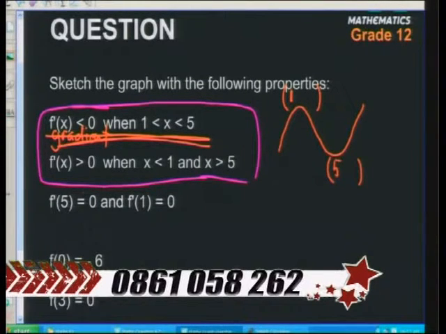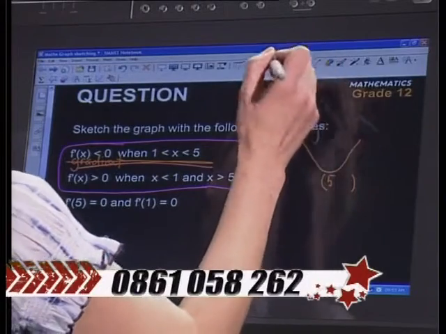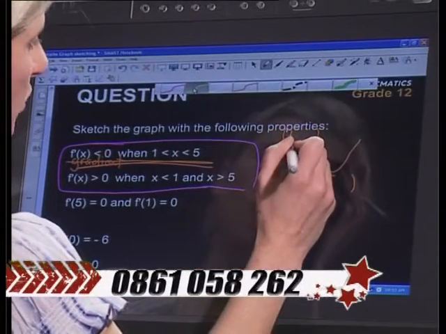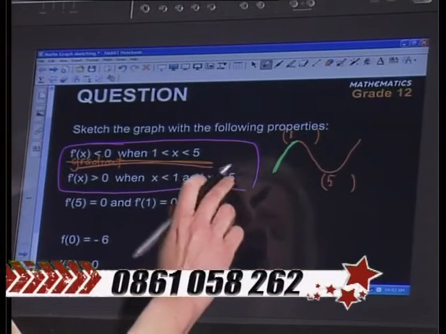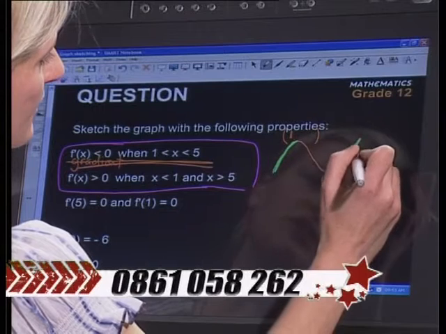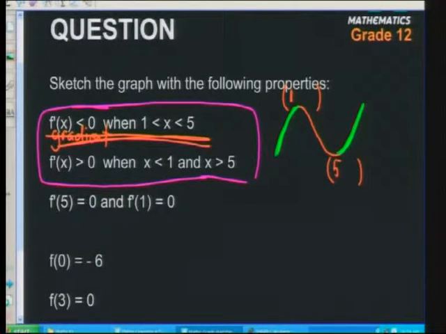Okay. Then it says f dash x, the gradient, is positive for x less than 1. So that means my graph is going uphill for values smaller than 1. And it tells me also that the graph is going uphill for values bigger than 5. And that is how I figured out that up to this point, that is what my graph looks like. Okay? Now I need to interpret the rest of the information.